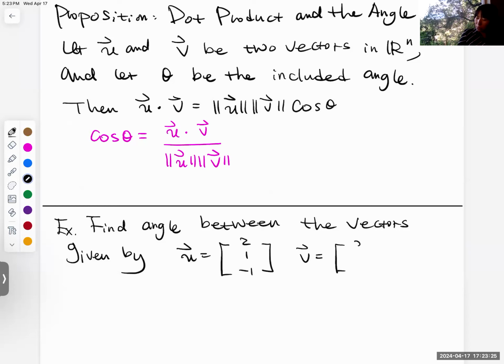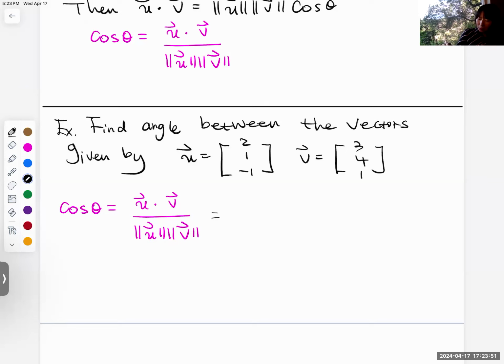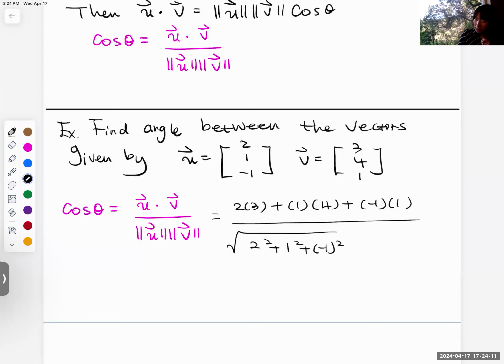Okay, so u dot v, that is the first component with the first component. We multiply and add them: 2 times 3 plus 1 times 4 plus negative 1 times 1, right? Over the magnitude of u, which means we have 2 squared plus 1 squared plus negative 1 squared. And the magnitude of v means 3 squared plus 4 squared plus 1 squared.